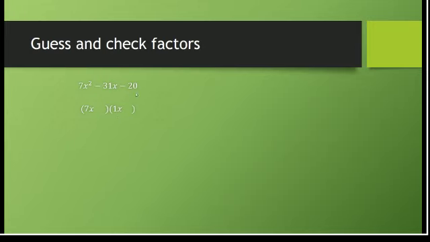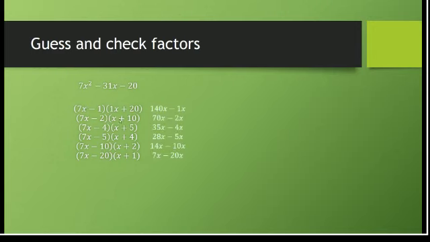Negative 20, there's 3 or 4 different ways to get negative 20. So that makes a bunch of combinations here. You can see them all here. Notice negative 1 times 20, negative 2 times 10, negative 4 times 5. Those all multiply to negative 20. I have all these different combinations. I have to find the pair that's going to have the outers and inners add up to negative 31. So for the first one, notice 7x times 20, that'd be 140x minus 1x. This one is 70 minus 2, which would be 68. Notice it's not 31. Then I have 35 minus 4.